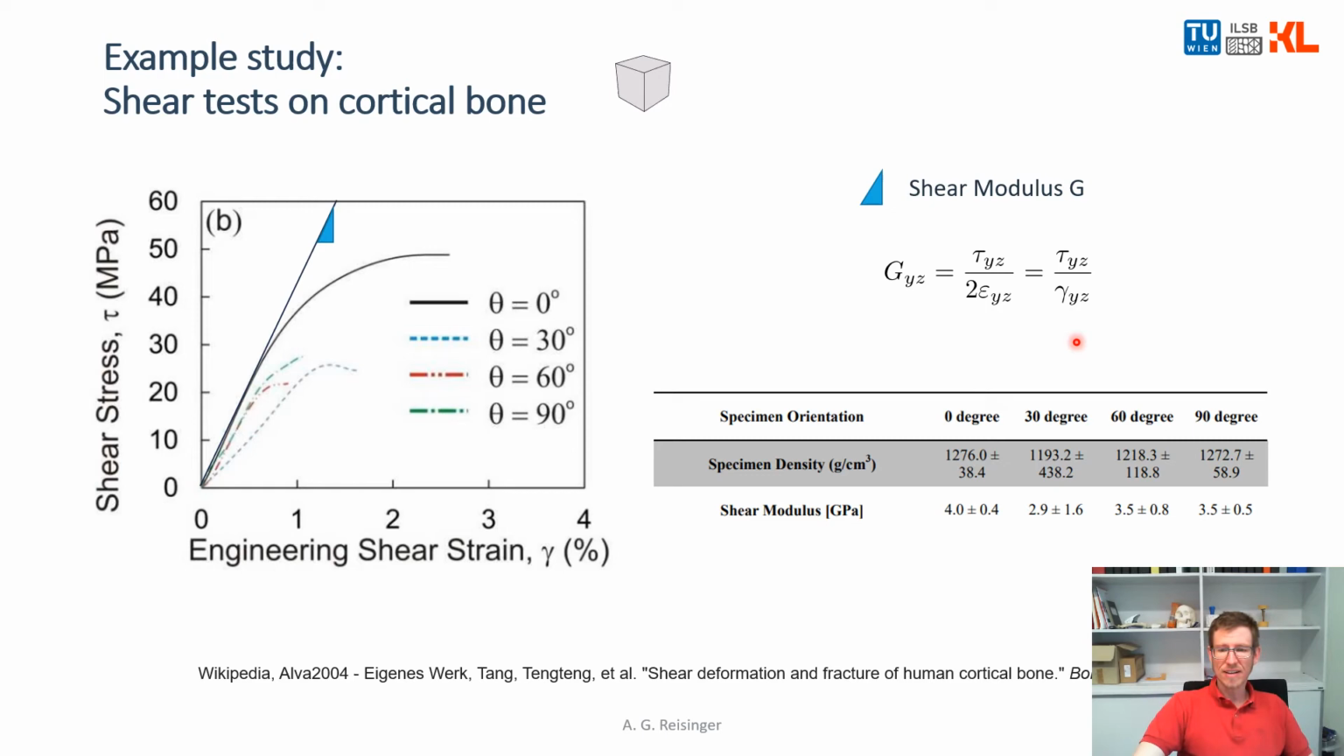And as they extracted the sample in different directions, so 0, 30, 60, and 90, they can get the shear modulus for those different directions. So this is 4 gigapascals, 3, 3.5, 3.5. And now they know the shear properties of their cortical bone samples.